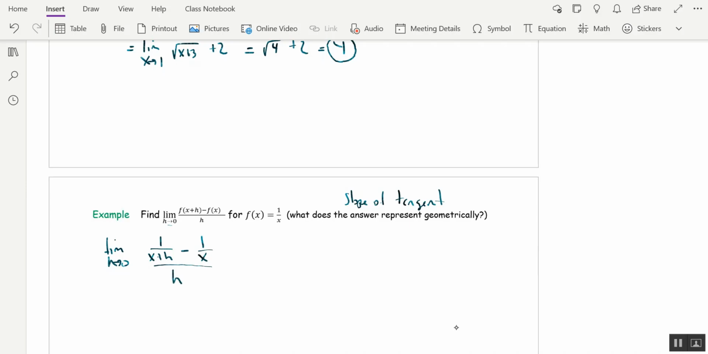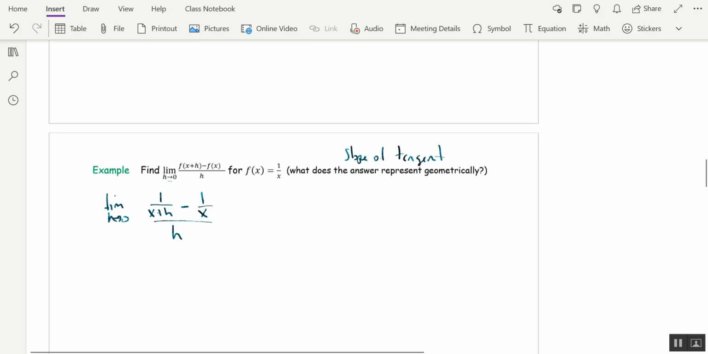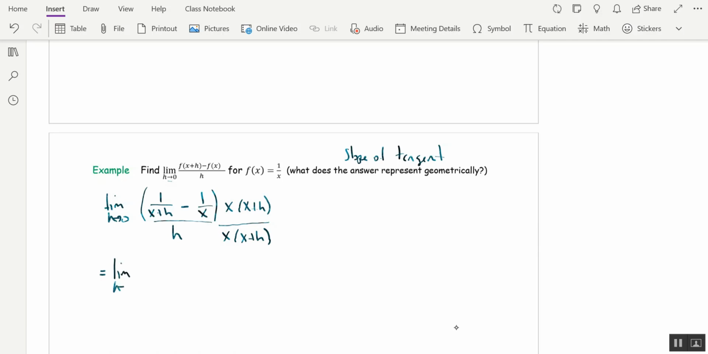All right, that's going to be 0 over 0 if I just let h equal 0, so I have to do more work. And what I'm going to do is multiply by the least common denominator. So I'm going to multiply the top by x times x plus h, because that will clear fractions. But if I do that to the top, I better do it to the bottom. So multiplying by 1.